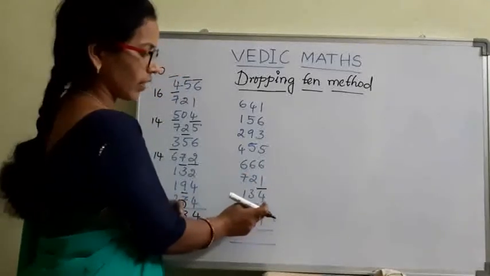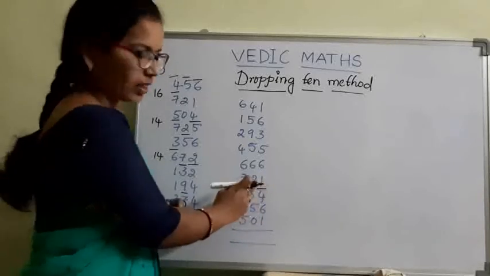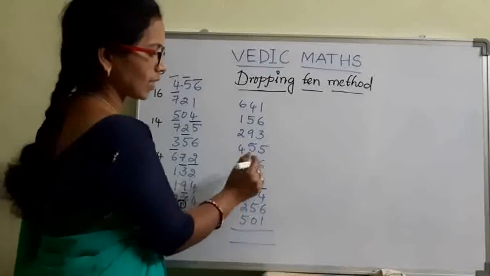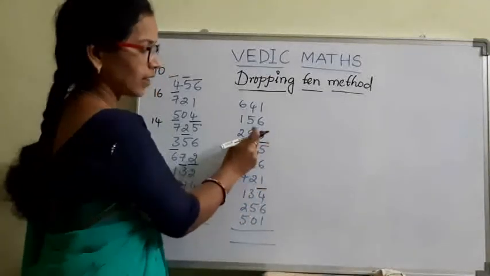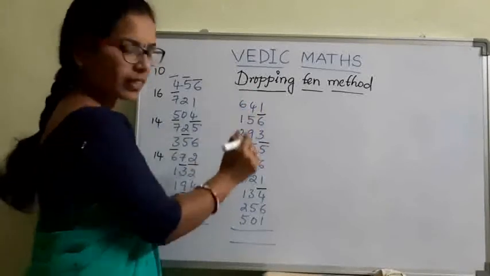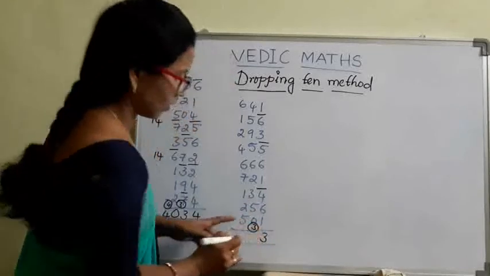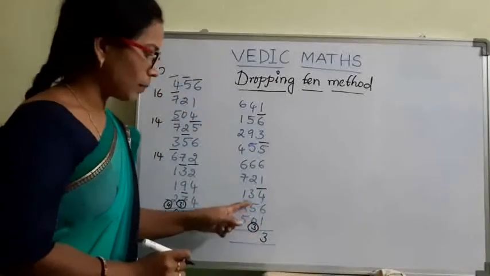6 plus 1, 7. 7 plus 1, 11. 1 plus 1, carry 1. 1 plus 1, 2. 2 plus 6, 8. 8 plus 5, 13. Carry 3 to the next number. 3, 3, 6, 6, 6, 12. 2 plus 1, 3. Carry 3 here. Yes, 3 plus 0, 3 plus 5, 8.